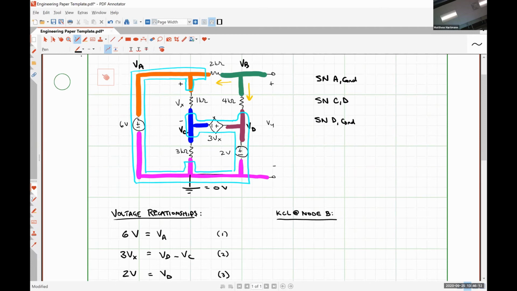Okay, so let's start with the current directed to the left through the 2 kilo ohm resistor. Anybody have any idea how we might write that equation? VB minus VA divided by 2 kilo ohms.